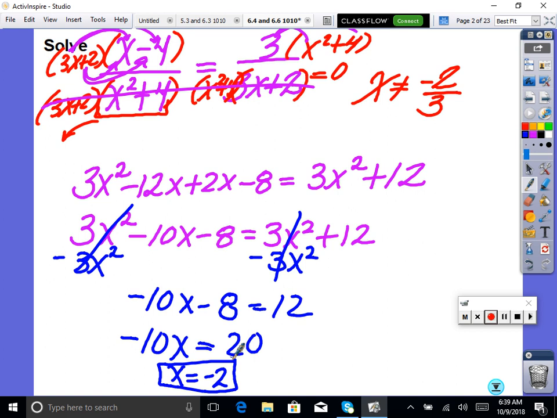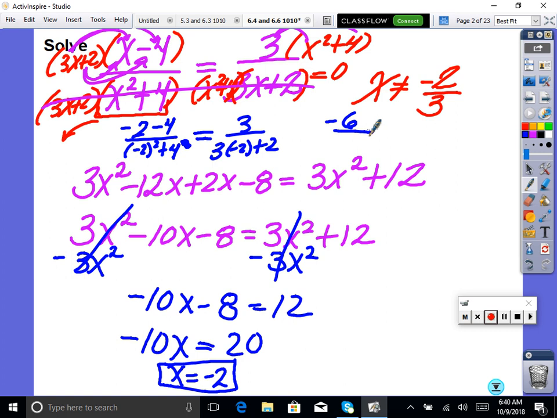So you could go like this. Negative 2 minus 4 over negative 2 squared plus 4 should equal 3 over 3 times negative 2 plus 2. So up on top here I'd get negative 6. And then on bottom I would have negative 2 squared is 4. So 4 plus 4 is 8. That's equal to 3 over, right here, 3 times negative 2, negative 6 plus 2 is negative 4. And that does simplify to be the same thing, because if we simplify 6/8, they both divide by 2, don't they? So this would become a 3, this would become a 4. So look, it did come out right.